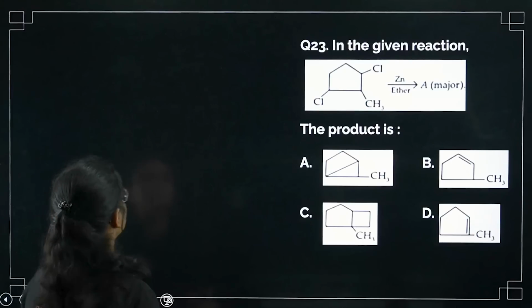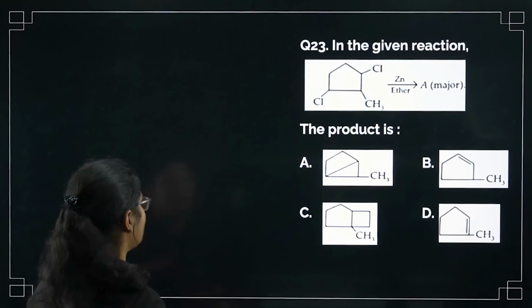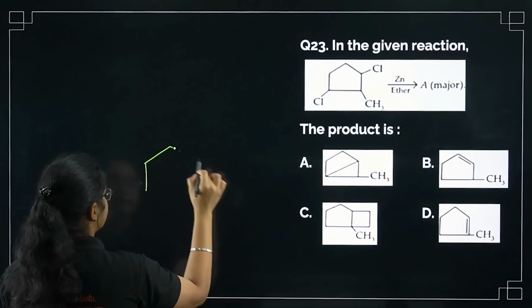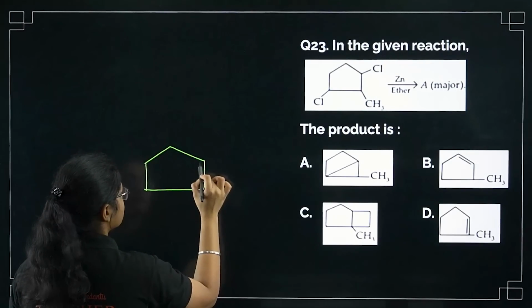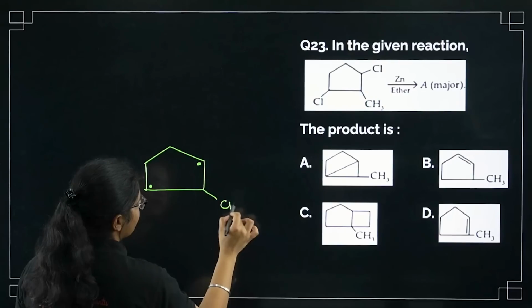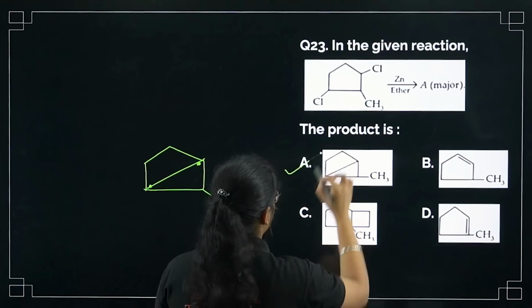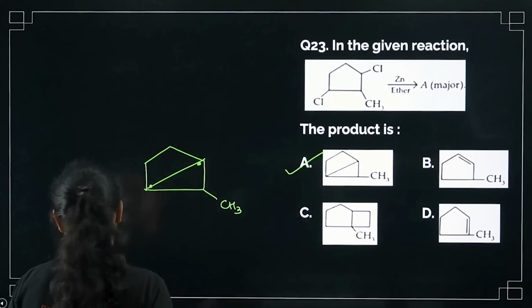Next, coming to question number 23. In the given reaction, Zn and ether. Now Zn and ether, what does that do? It helps in the production of the radical. So we get a radical here and a radical here. The chlorines are converted to radicals. Now these two can form a bond like this and we will get option A as the correct answer.